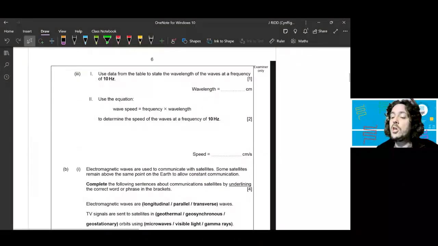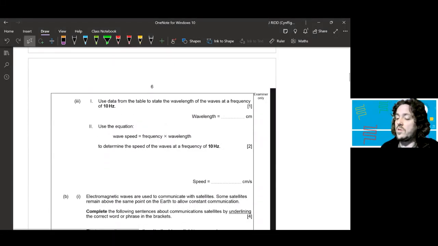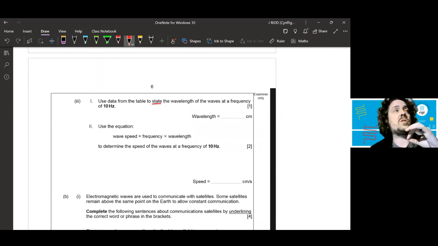Part 3. Use data from the table to state the wavelength of the waves at a frequency of 10 Hertz. So quite simply, using the data in the table, it's given you a command as well, which is state. Very important word in GCSE science in general and physics in this case. Where a question says state the value, you do not need to make any calculations.